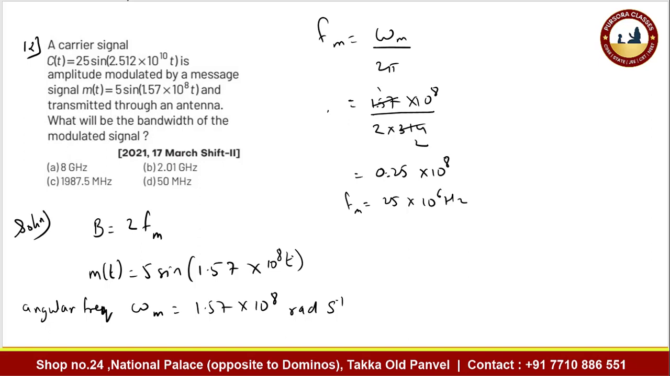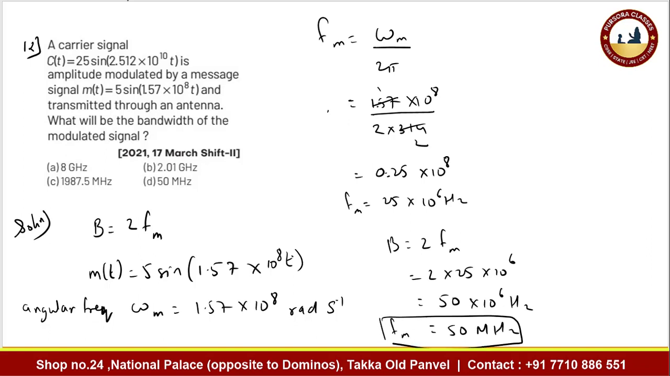This is the frequency of the message signal. So my bandwidth is twice the frequency of the message signal. So 2 into 25 into 10 raised to power 6, that will be 50 into 10 raised to power 6 hertz, or 50 megahertz. The correct option is D. I hope students you have understood this question.